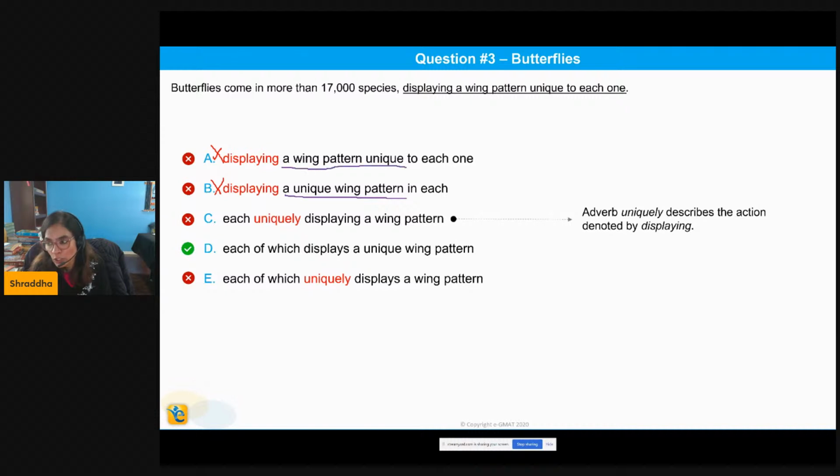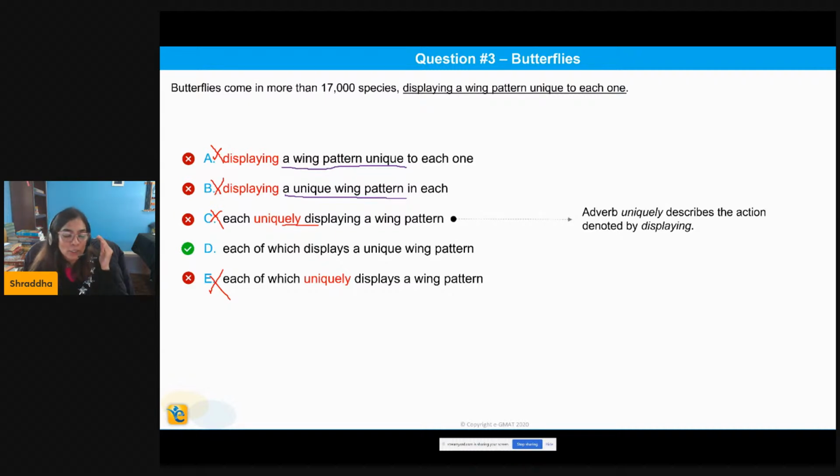Let's go back to the original sentence. The wing pattern is unique. It is not that they do the action of displaying this wing pattern uniquely, as if everybody has the same wing pattern, but how they present that wing pattern is unique. That is not what the sentence wants to say. The sentence wants to say that the wing pattern itself is unique in every species. And that is why choice C is wrong and choice D is also wrong for the same reason.